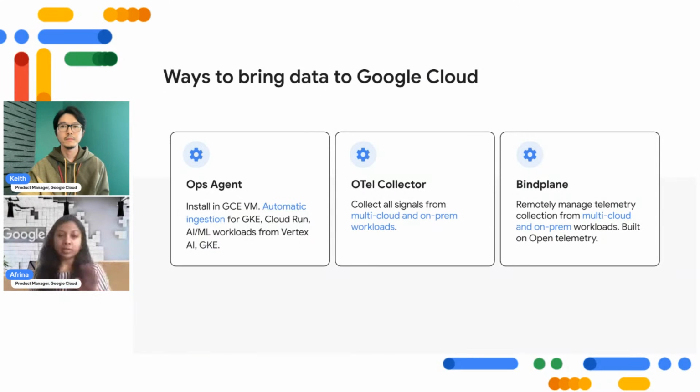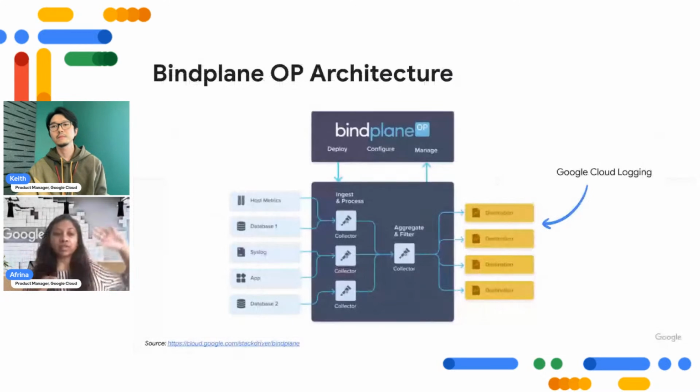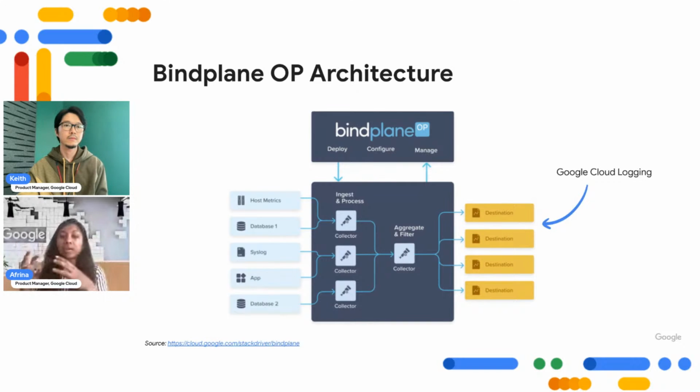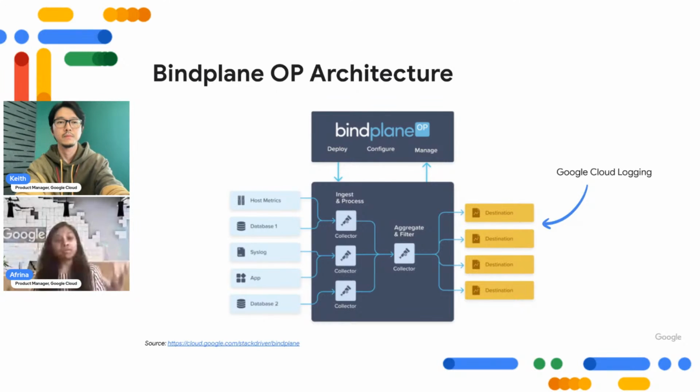Here's a quick architecture for BindPlane. Think of it: you have your host metrics, databases, system logs, and apps, and these can come from different sources. BindPlane sits in the middle, and it's able to ingest all your data from different sources, hybrid and on-prem, and then aggregate, filter, and do any transformation that you need before sending it to us. In terms of destination, you're again able to send it to multiple destinations. If you want your logs to go to Cloud Logging, you could do it. If you want to send it to Chronicle or another third-party provider, you're able to do all of that, for logs, metrics, and traces.